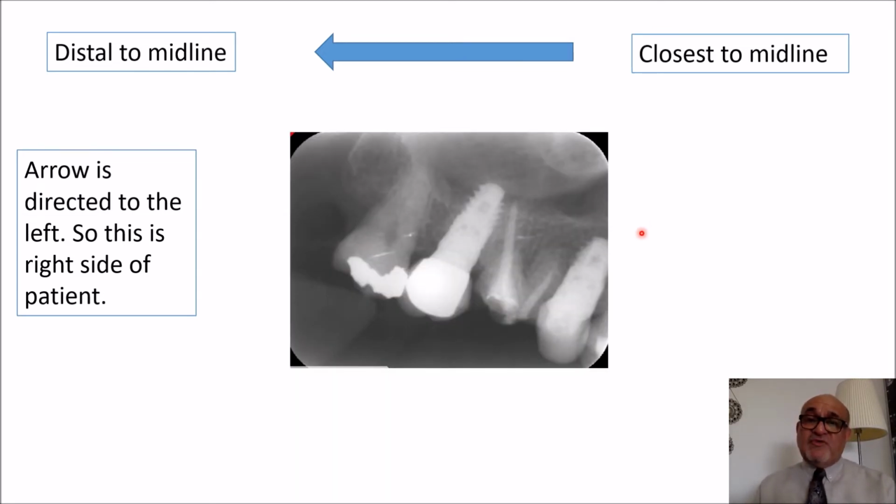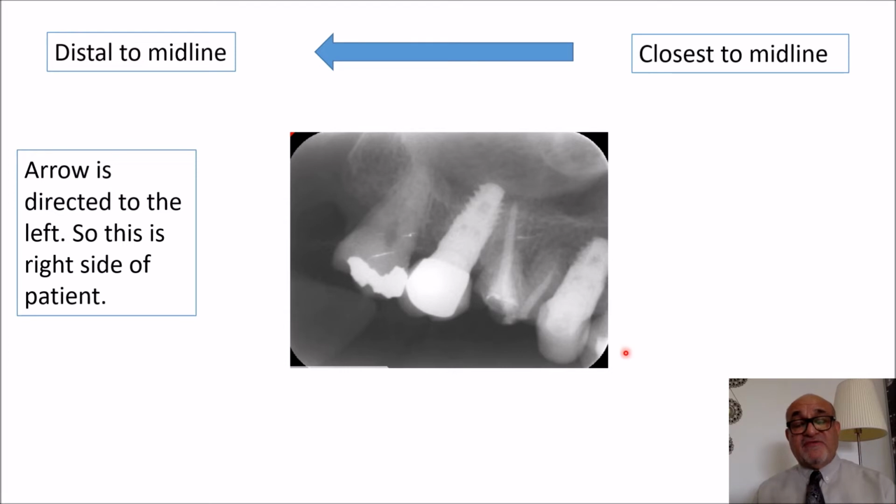Maxilla, how do we know? The zygomatic process of the maxilla, the shadow of the zygomatic arch, and this is the floor of the maxillary sinus over here. This area that you can see is the coronoid process when the patient opens, and the random appearance or the random arrangement of the bone trabecules. So this is for the maxilla.